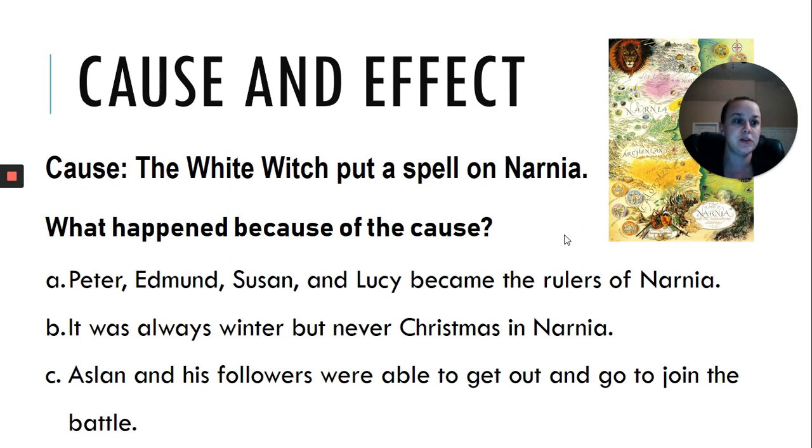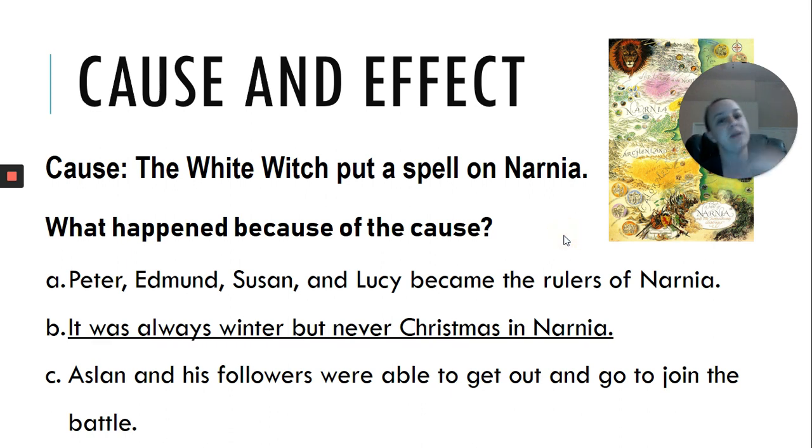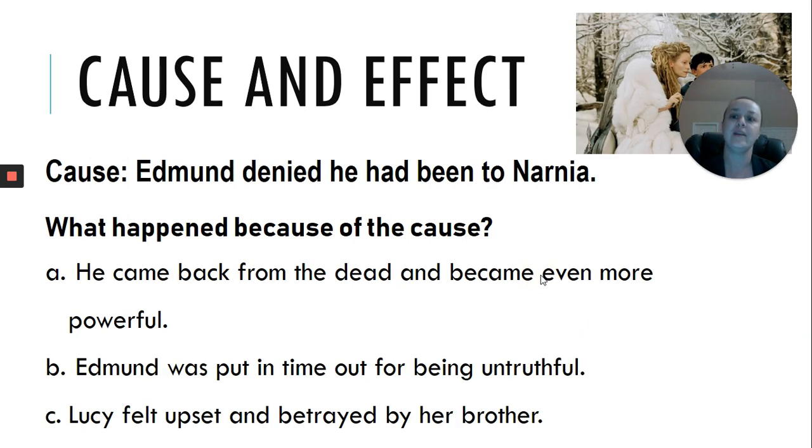Okay, well, let's think about the story. We've read the whole book now. In the beginning of the story, it says the White Witch puts a spell on Narnia. And Mr. Tumnus explains to Lucy that because of this, it was always winter but never Christmas because of the White Witch's spell that she put on Narnia. Those of you who chose B, good job. All right, let's try another one.